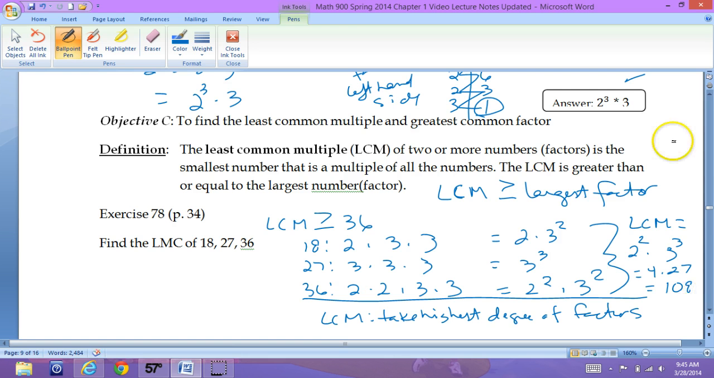And you'll have to work out that 27 times 4. This is 28. You carry the 2. This is 8, 9, 10. And that's how we get the 108.